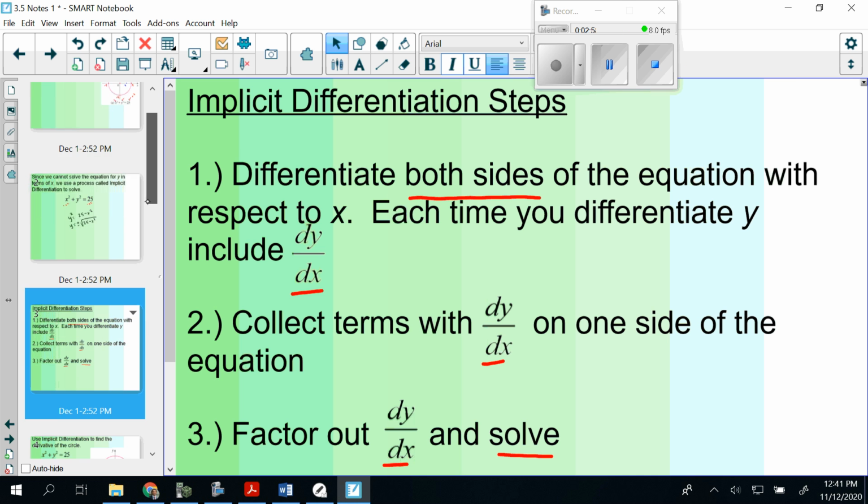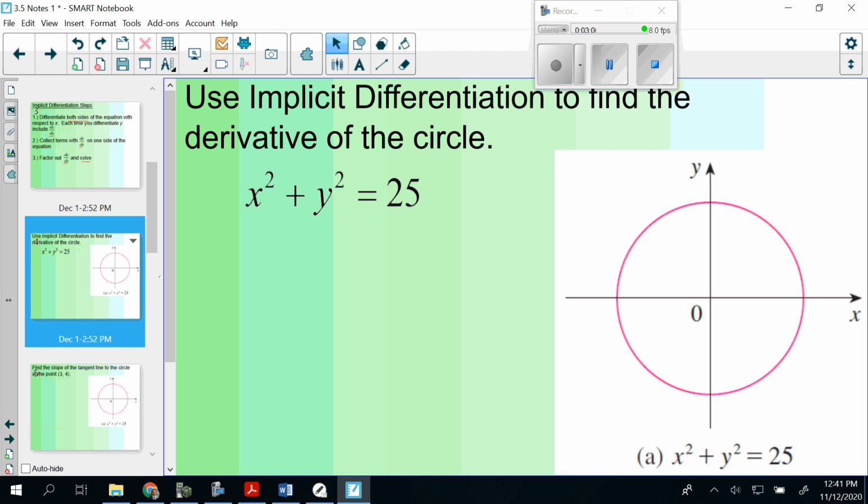All right, so let's go back to our problem that we've been doing. Let's see if we can use this implicit differentiation. You want to take the derivative of everything first. So the derivative of x squared would be 2x. The derivative of y squared would be 2y, but because this is y, we have to include the derivative dy/dx. Equals, and now the derivative of 25, that's a constant, so that derivative is 0.